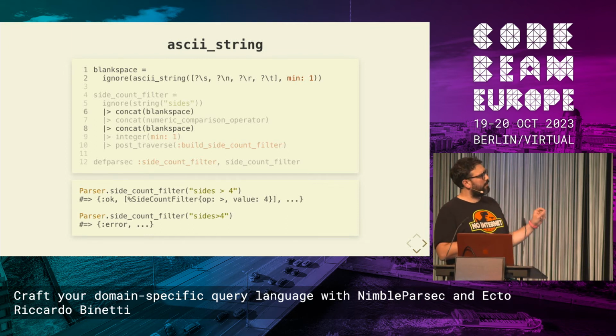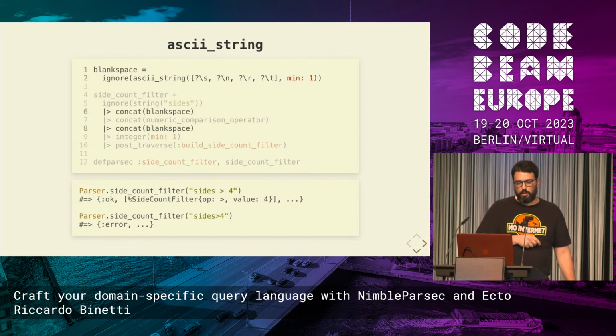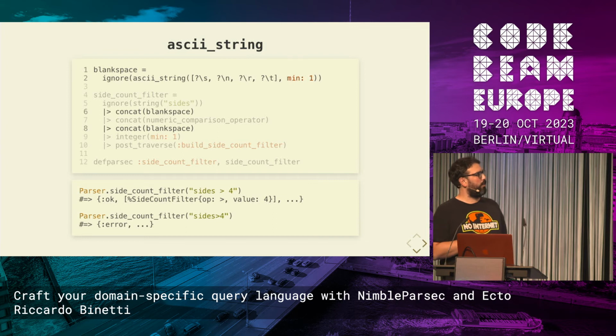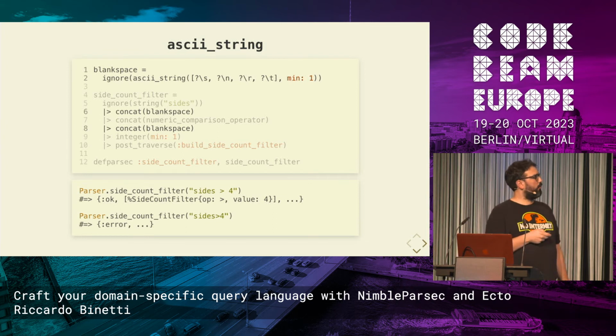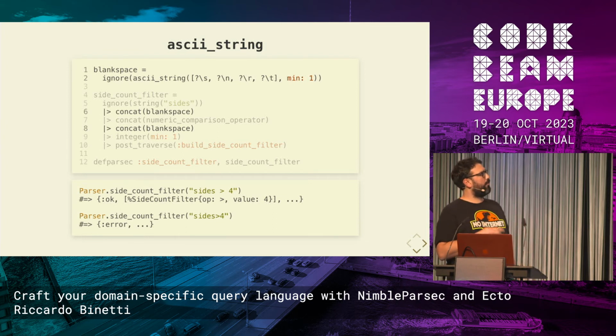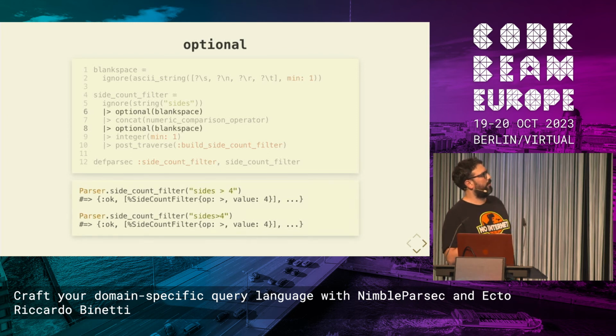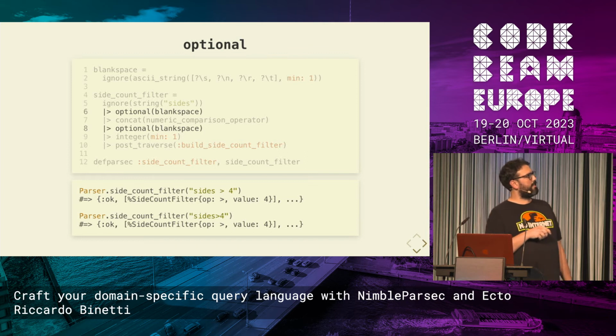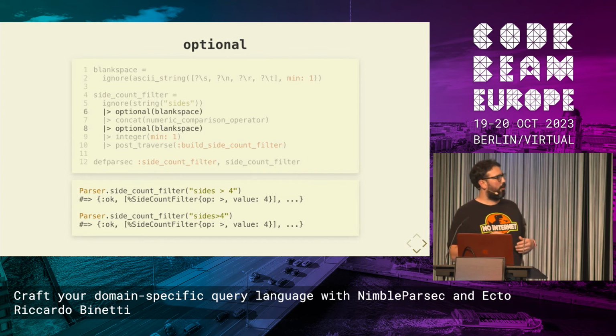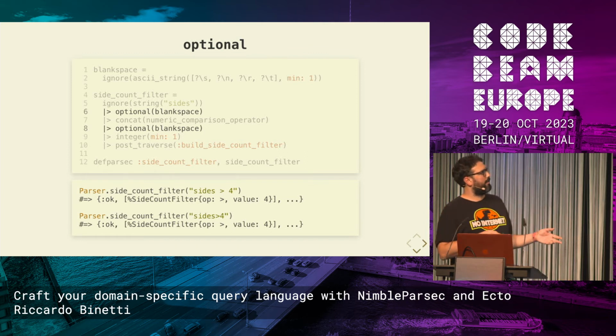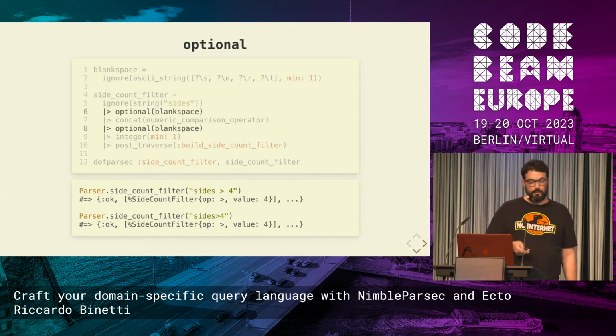But now we introduce a small problem because we're able to parse this, but we're not able to parse the string without the spaces. And what can we do? Well, instead of concat, we're going to use optional. And optional basically means that the stuff that is inside can either be there or not, and it will get accepted anyway.